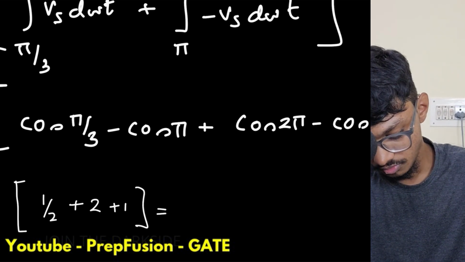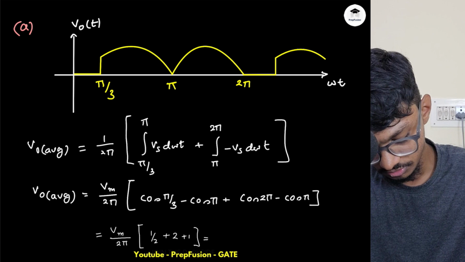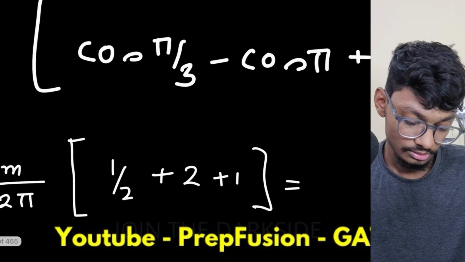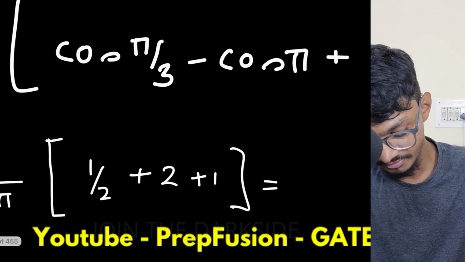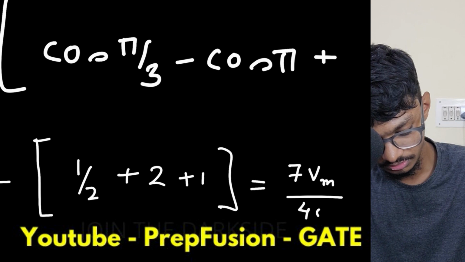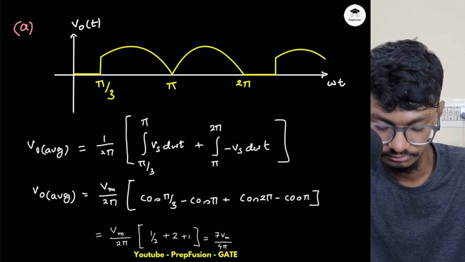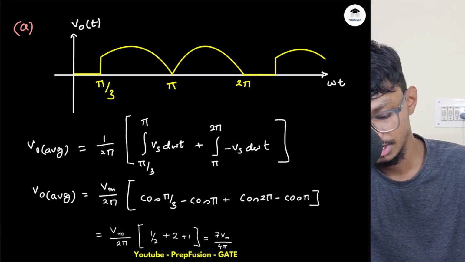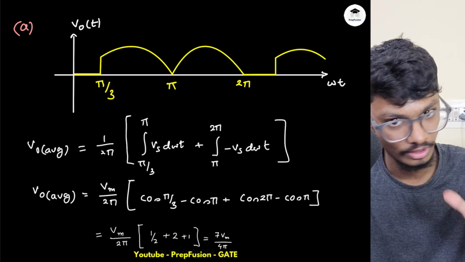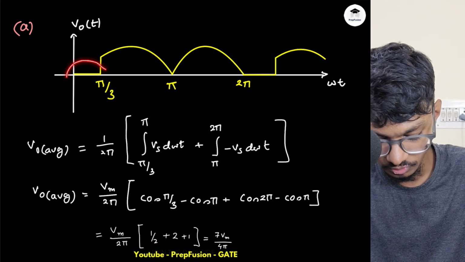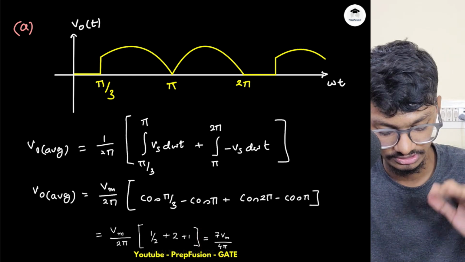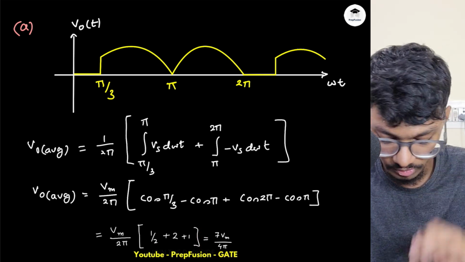So what will this equal to? It will be simply 7 into Vm by 4 pi, which will be basically your answer. It will be almost equal to Vm upon pi cos alpha, where alpha is 0. But here, due to this region where my area was 0, it got reduced by this much amount of value. So this will be the answer for part A.